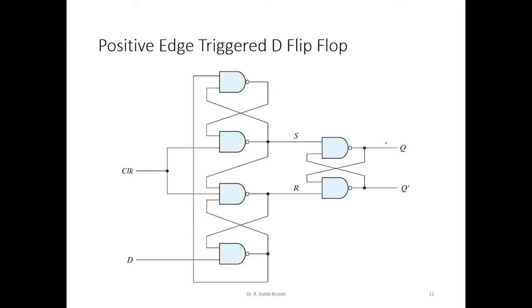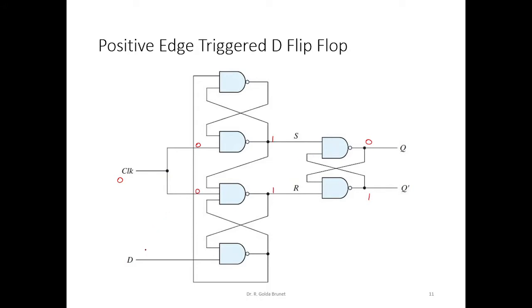Let's assume some initial state to Q. Let it be in the reset state. So Q is 0, Q bar is 1. And let clock be initially 0, and therefore this line is 0 and this line is 0. So irrespective of any input to these lines, these two lines S and R are maintained at 1, which is the input combination for no change output for a cross coupled NAND gate implementation of SR latch.